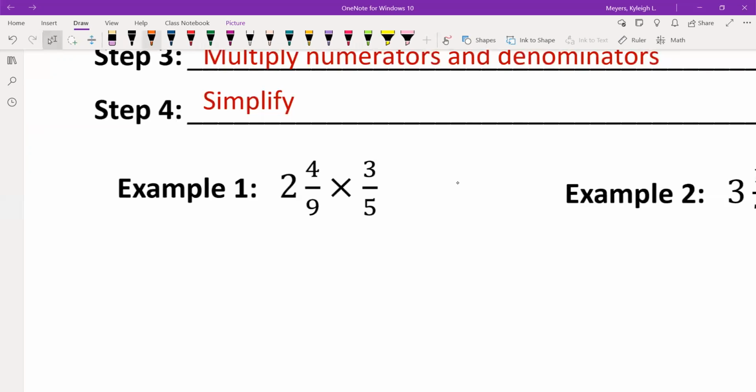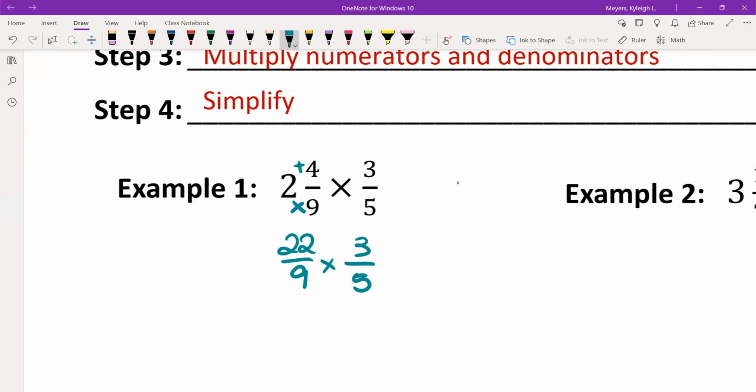We have to turn them into improper, right? So remember, we do this times this plus this. 2 times 9, 9 times 2 is 18. 18 plus 4 is 22 over 9 times 3 over 5.